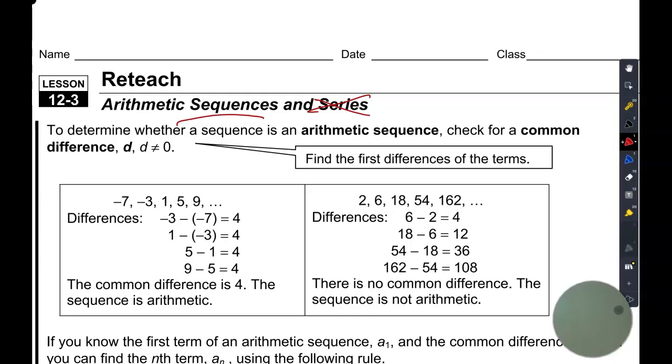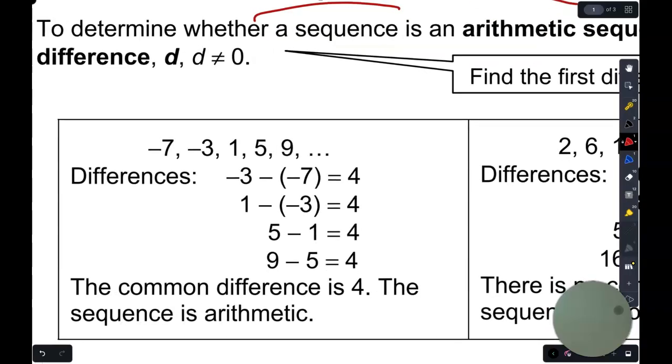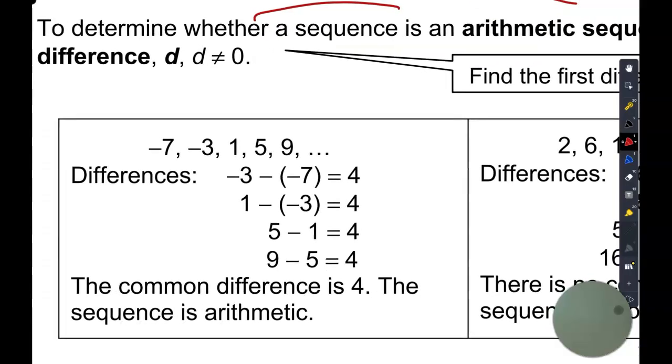So, arithmetic sequences are sequences that have a common difference, meaning you're adding the same number again and again and again. Okay. So, that number that you keep adding, that's the same number, is called a common difference. So take a look at this first sequence here, right? All right, you got -7, -3, 1, 5, and 9.